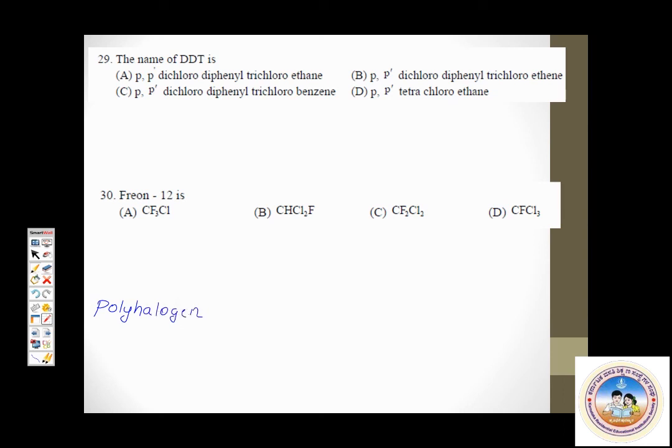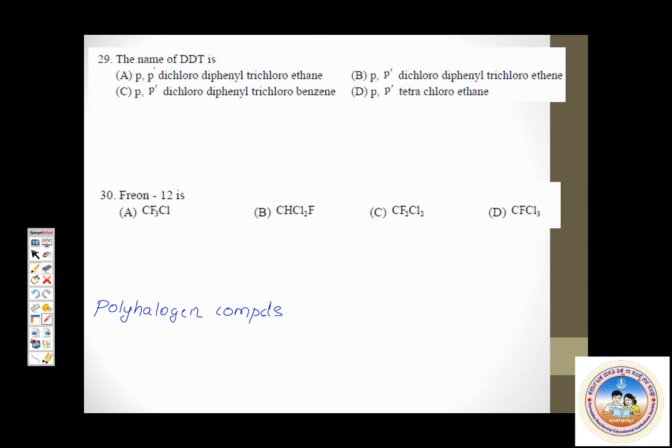Some of these compounds are commercially important, but they also have a side effect. The side effect is they are hazardous to the environment. They can generate chlorine free radicals, and these chlorine free radicals are harmful to the ozone layer. You all know this. But some of them were earlier of great commercial importance. One such example is DDT. DDT is a very potent insecticide.